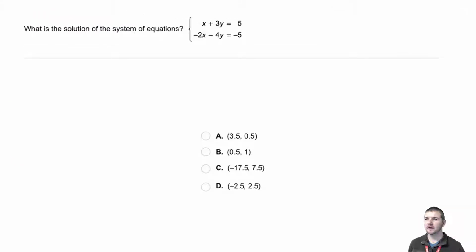Your turn. What is the solution of the system of equations? Here we have x plus 3y equals 5, and negative 2x minus 4y equals negative 5.